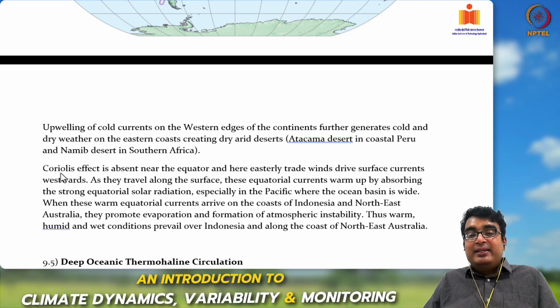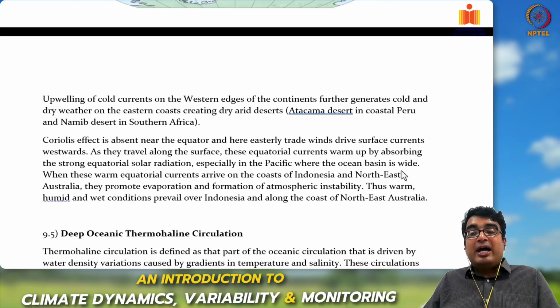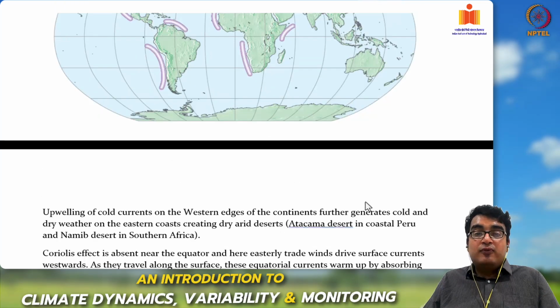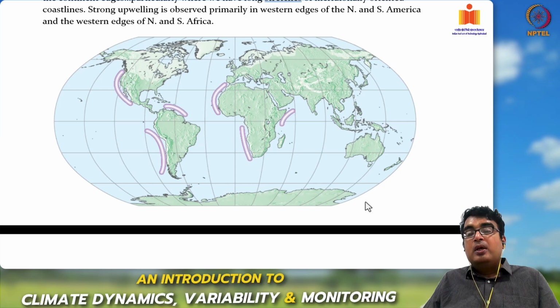So this effect is happening because Coriolis effect is absent near the equator, and hence the easterly trade winds drive surface currents westwards. As they travel along the surface, these equatorial currents warm up by absorbing strong equatorial solar radiation, especially in the Pacific where the ocean basin is wide. These warm equatorial waters arrive on the coast of Indonesia and Northeast Australia, where they promote evaporation and formation of atmospheric instability.